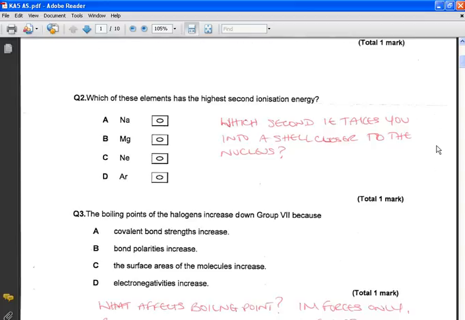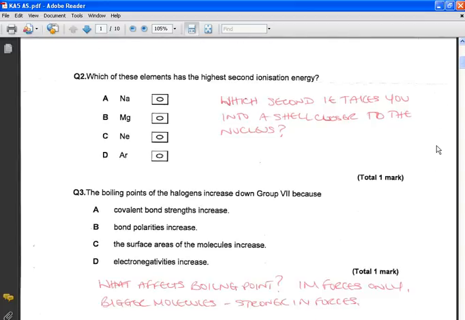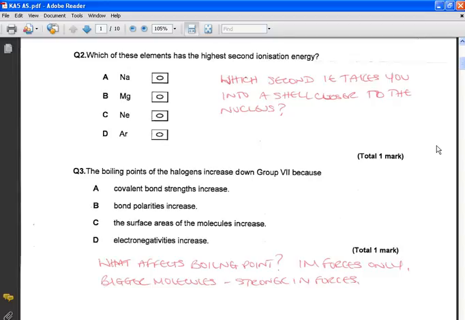Question 2. Here you're obviously having to think about moving in a shell, really, to show a significant difference. So sodium's got 1 electron in its outer shell, magnesium's got 2, and then neon and argon obviously are both noble gases, so you can eliminate those two. If you get rid of sodium's outer electron, you're moving in closer to the nucleus, which means it's going to be much higher. That's where you get the big jump on the graph when we're looking at ionisation energy.